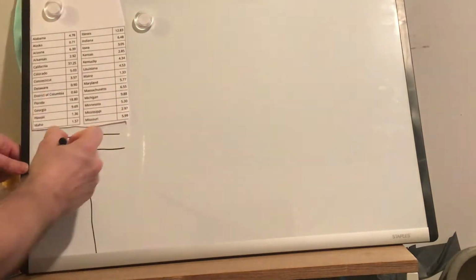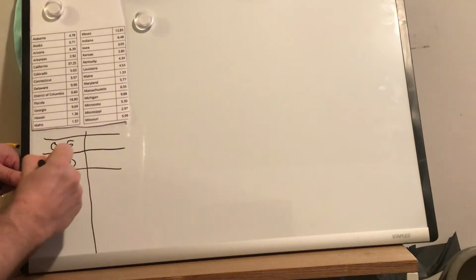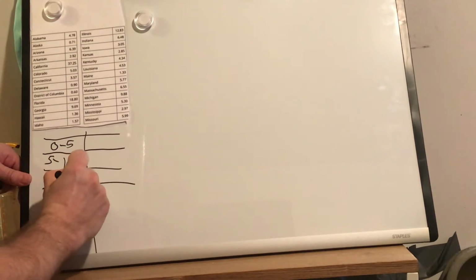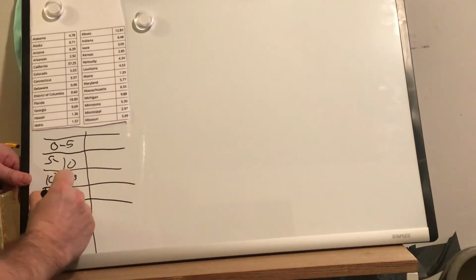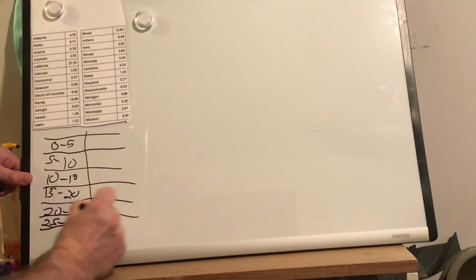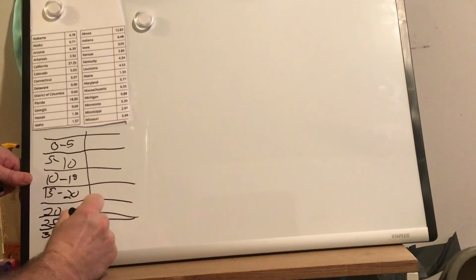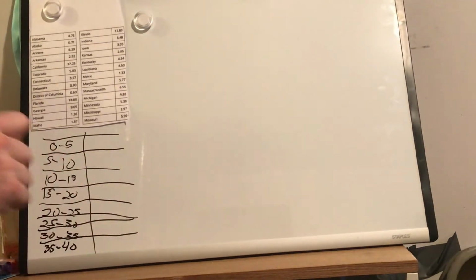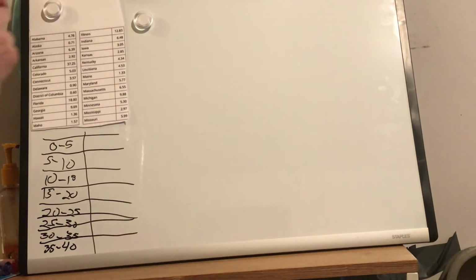0 to 5. These are the numbers between 1 million and 50 million. So 0 to 5 is going to be my first bucket. 5 to 10 is going to be second. Next, I'm going to do 10 to 15, 15 to 20, 20 to 25, 25 to 30, 30 to 35, and 35 to 40. With each of these numbers, I'm going to check off which bucket it falls in.